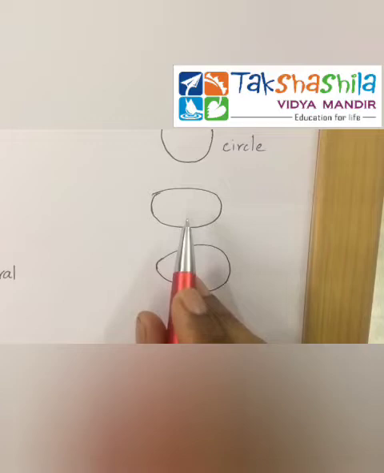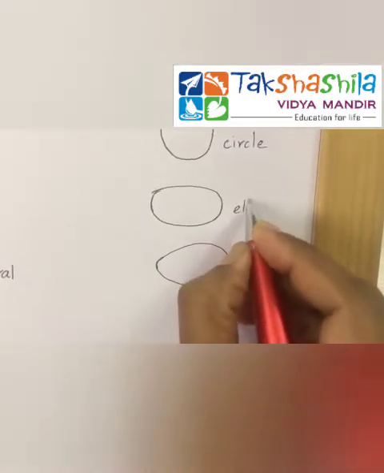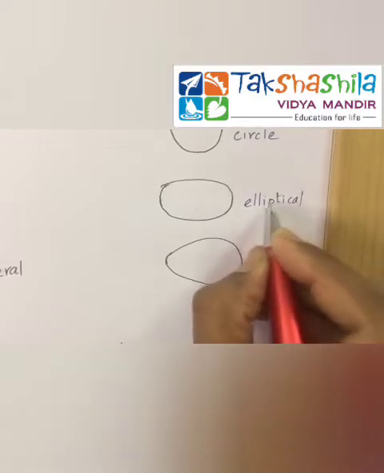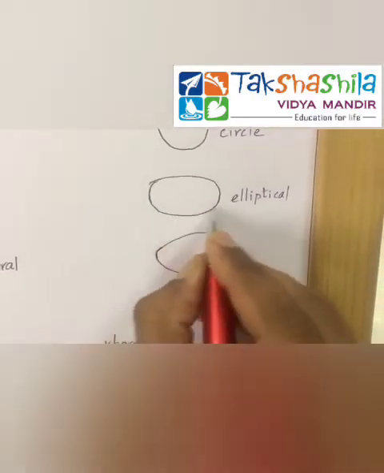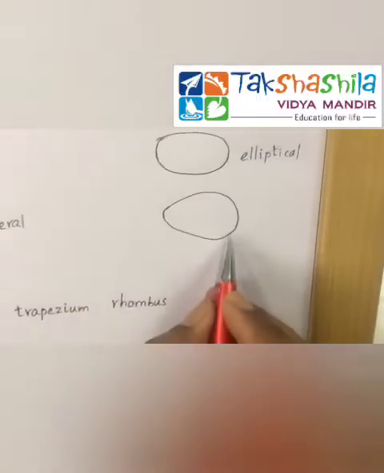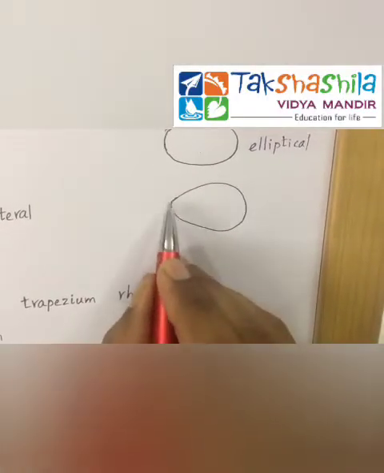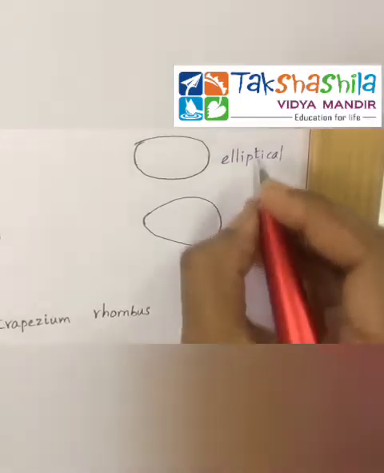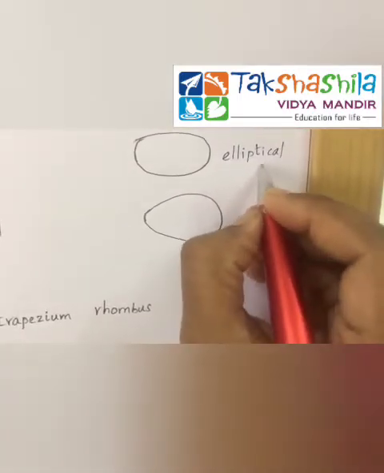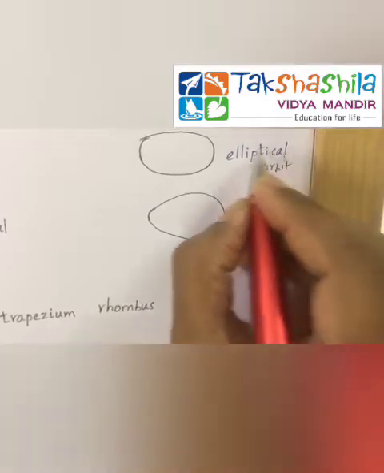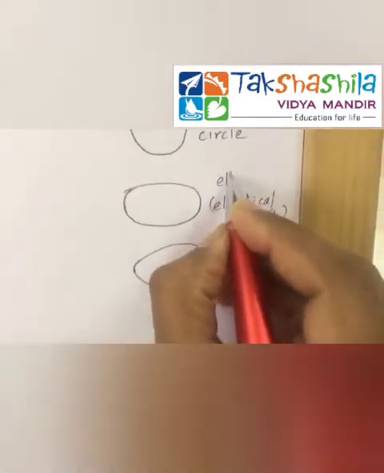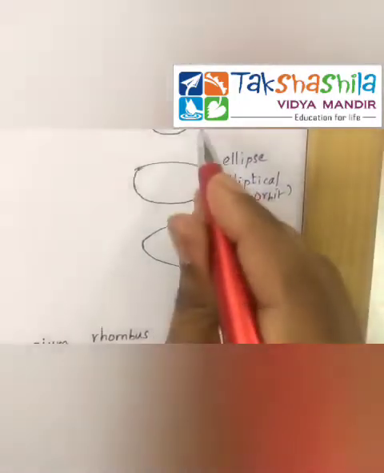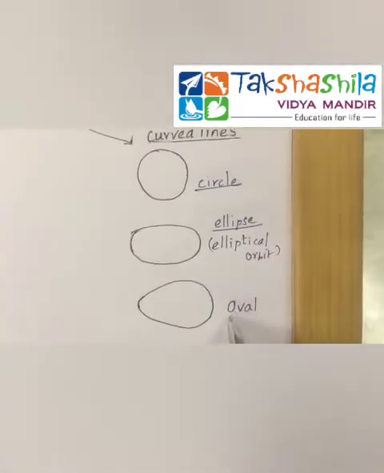No, this is not oval, this is ellipse. Remember the elliptical orbit. How does the planet go around the sun? In the ellipse, right? This is the elliptical orbit. What does this shape look like? It's like an egg. This shape is actually oval. Remember elliptical orbit. This is ellipse. So circle, ellipse and oval.